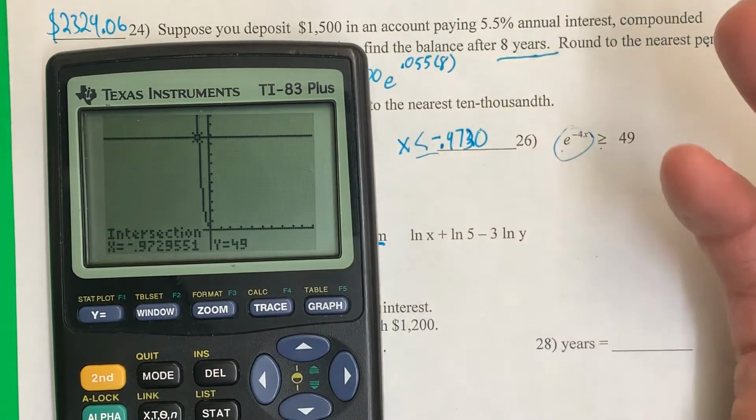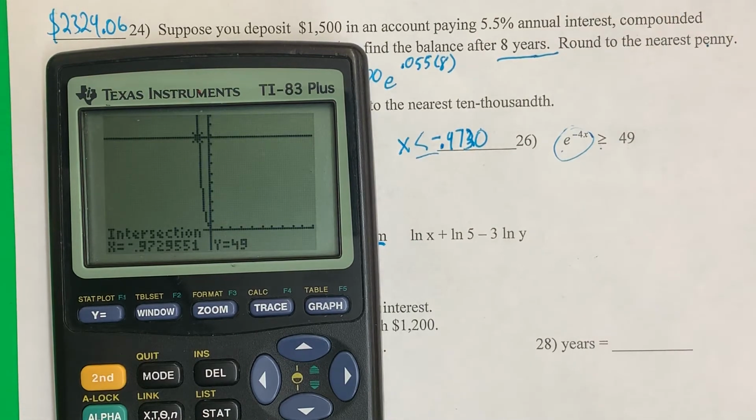Excuse me. This is one of those things where if we're doing it algebraically, our regular rules for solving inequalities would just take care of it. We wouldn't have a problem. This is what we're looking at.